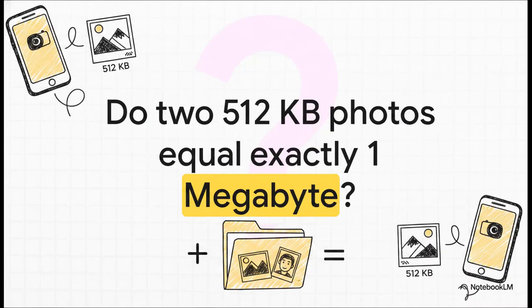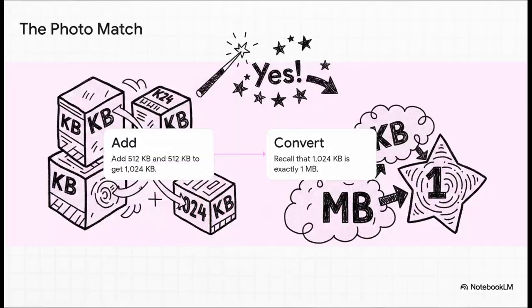All right, let's switch things up just a bit for this next quest. Let's use addition. Say you take 2 really high-quality photos on your smartphone, and each photo is exactly 512 kilobytes. If you put them together in a single folder, do they equal 1 full megabyte? Let's do the math. Adding 512 kilobytes and 512 kilobytes together gives us exactly 1024 kilobytes. And if we consult our framework from earlier, 1024 kilobytes perfectly equals 1 megabyte. So yes, the two halves combine beautifully to make the exact whole.